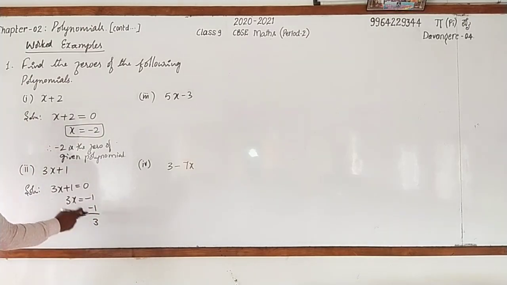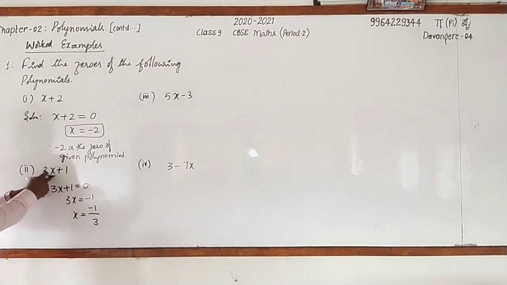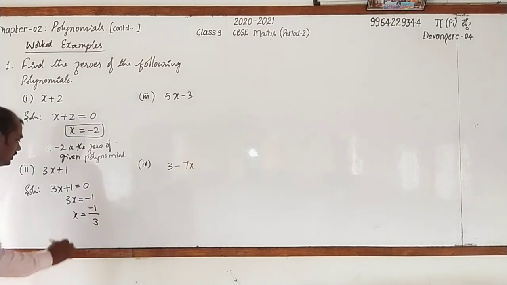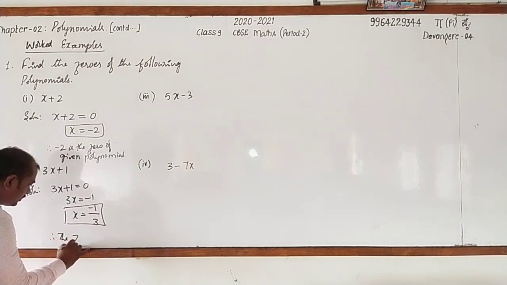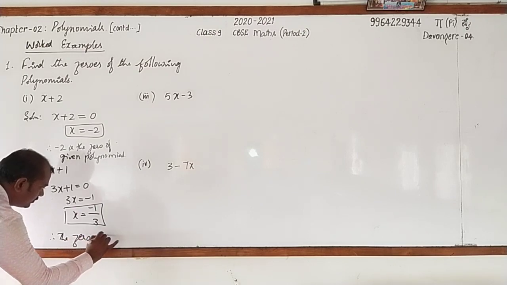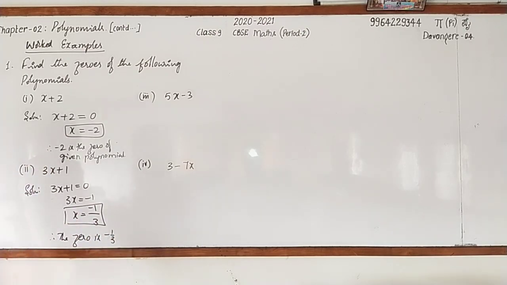So when you substitute minus 1 by 3 in place of x, 3 gets cancelled. Minus 1 plus 1 becomes 0. Clear? Therefore, we can say the 0 is minus 1 by 3.